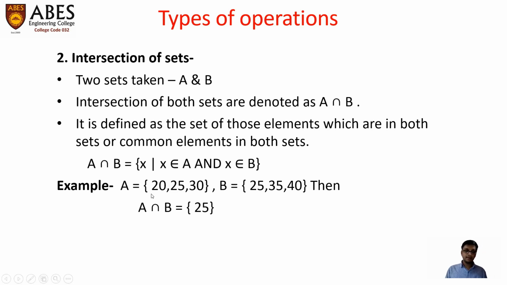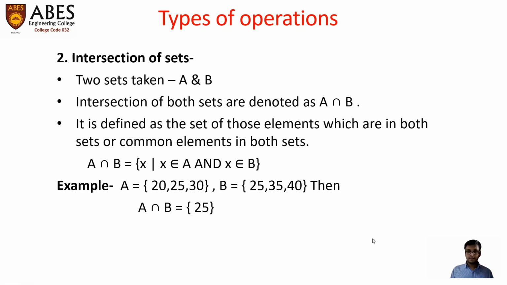Same example I have taken: A is 20, 25, 30. B is equal to 25, 35, 40. Then if we perform the intersection operation, the common element is 25. So after performing A intersection B, only the element 25 will be considered.